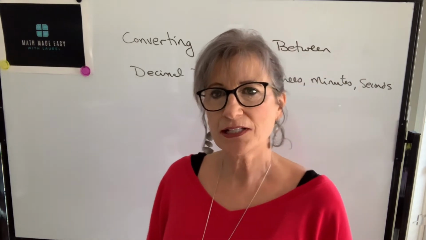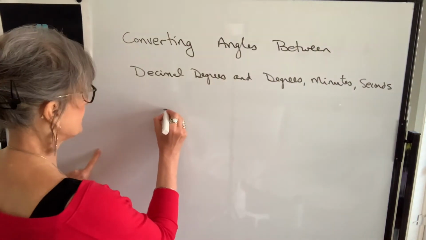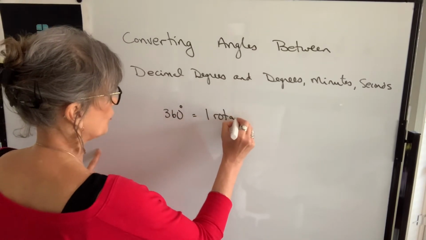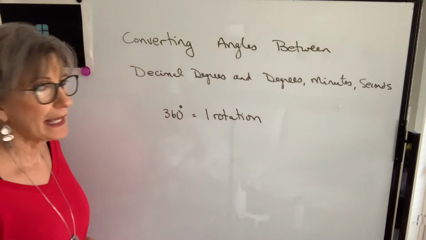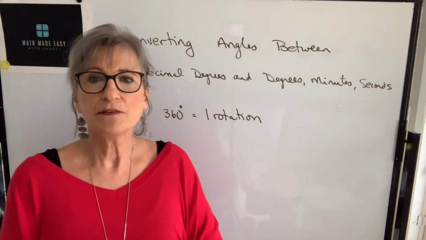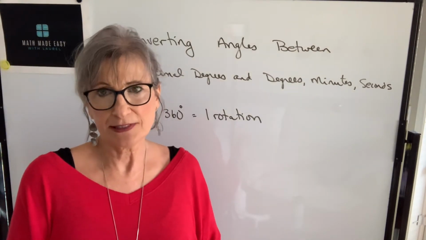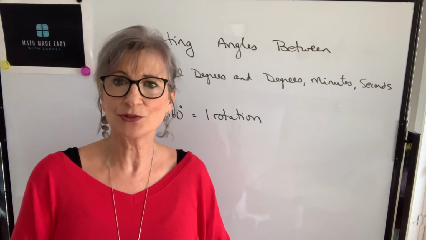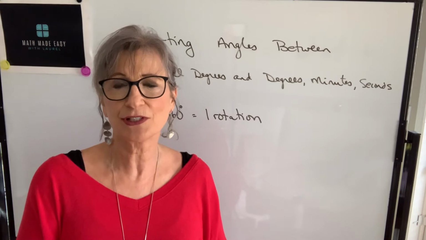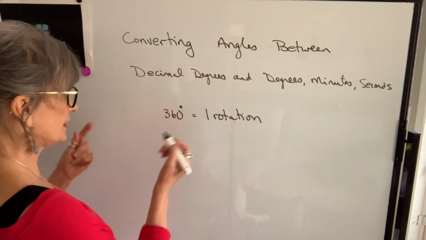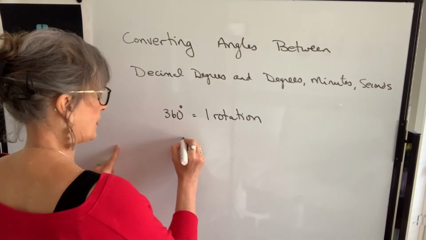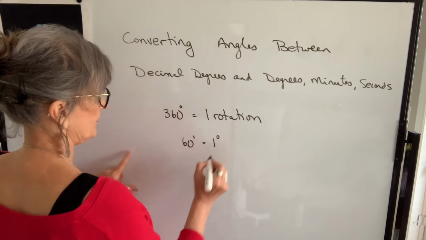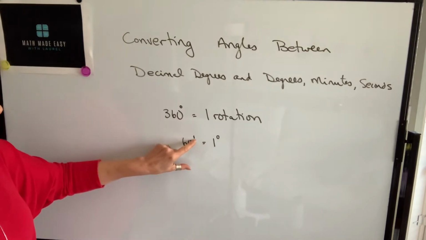So first of all, we need to understand that there are 360 degrees in one complete rotation or revolution. And then a degree can be further divided into smaller sections, which are called minutes, similar to how an hour can be split up into smaller time intervals or units of minutes. So just like time, there are 60 minutes in 1 degree. So this is the symbol that's used for minutes.